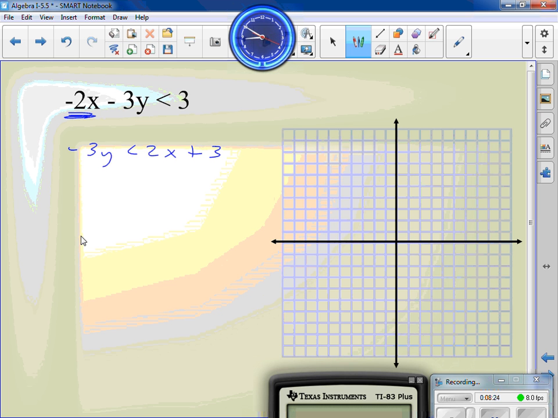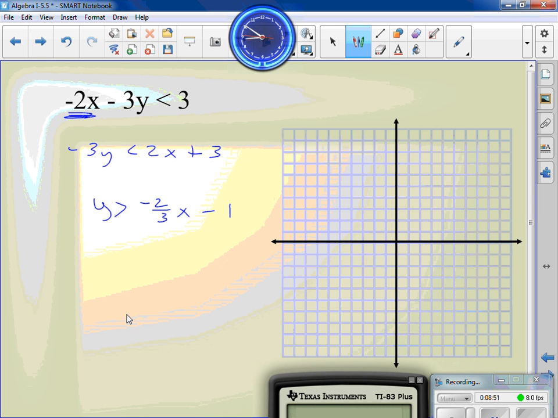Now what do I need to do? Divide by negative 3. Y is negative 2/3 x minus 1. Y is greater than. My question to you is, why did I change that less than to a greater than? When I multiply or divide by negative, the symbol flips.